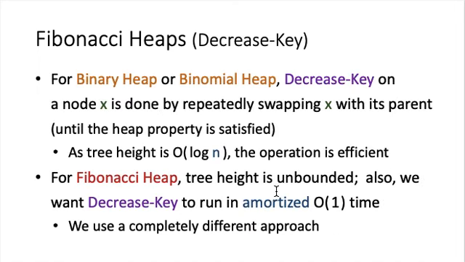Okay, so that's for extract min. Now let us talk about decrease key. So how decrease key is done. Okay, as mentioned before, in binary heap or binomial heap, the decrease key operation is done by swapping the node that has decreased with the parent repeatedly. But for Fibonacci heap, we cannot do so because the tree height is unbounded. So what do we do? Okay, we are using a completely different approach.